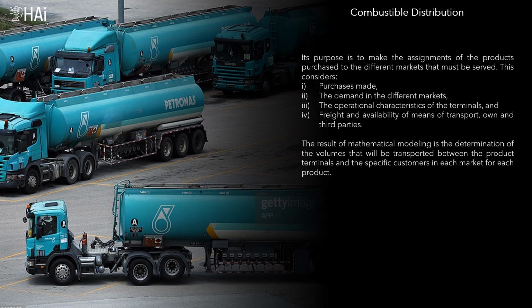Combustible distribution. Its purpose is to make the assignments of the products purchased to the different markets that must be served. This considers purchases made, the demand in the different markets, the operational characteristics of the terminals, and freight and availability of means of transport, own and third parties. The result of mathematical modeling is the determination of the volumes that will be transported between the product terminals and the specific customers in each market for each product.